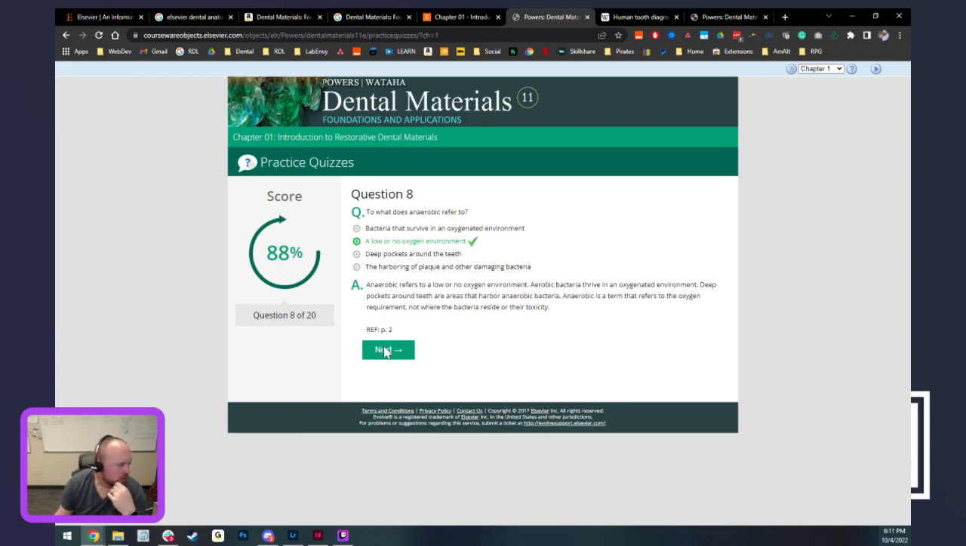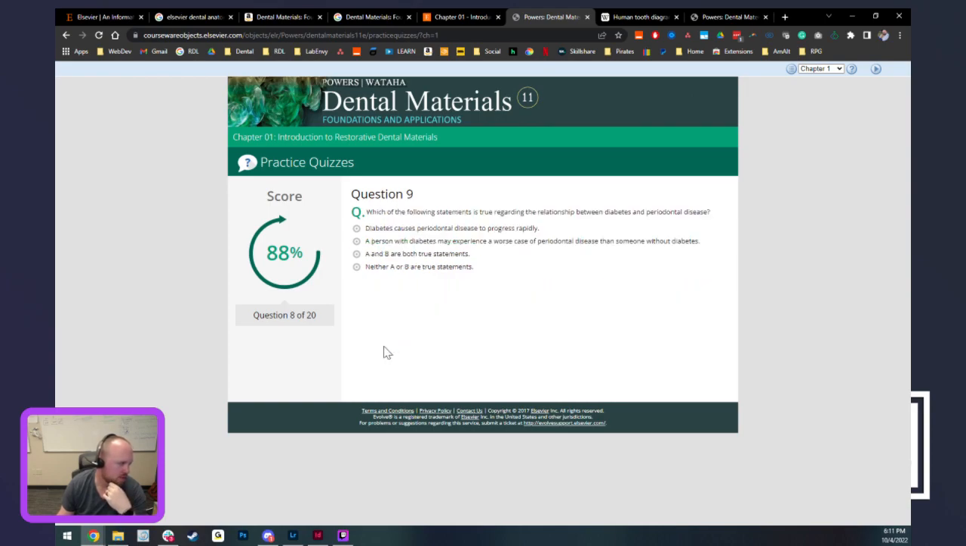Question 9. Which of the following statements is true regarding the relationship between diabetes and periodontal disease? Diabetes causes periodontal disease to progress rapidly. A person with diabetes may experience a worse case of periodontal disease than someone without diabetes. Yes. I'm going to go with this. Okay, so I got it wrong.